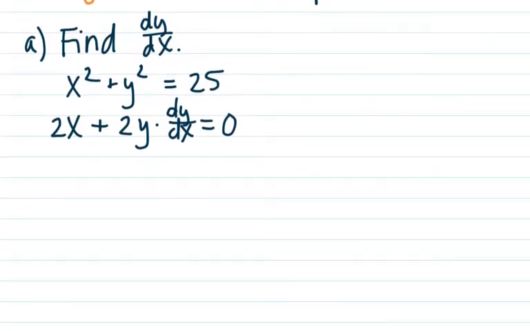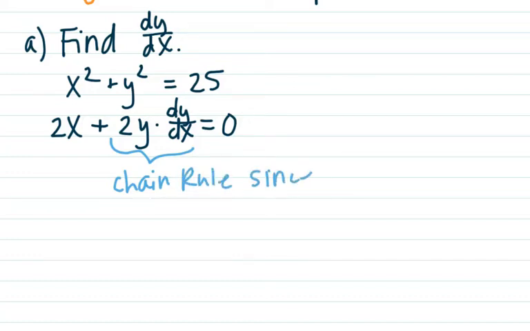And you might want to make a note, since this is kind of the part that makes implicit differentiation different. We're using the chain rule here, since y is a function. Okay, so that's kind of the new part. The rest of it should feel pretty familiar.